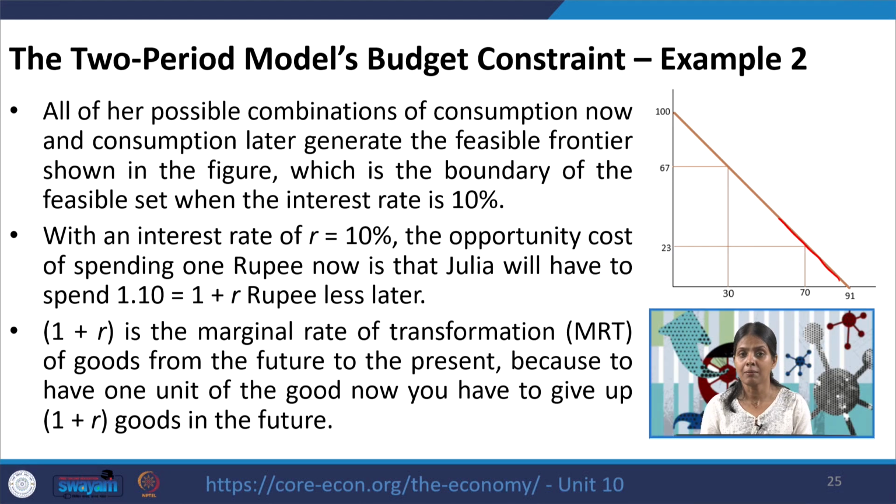1 plus R is the marginal rate of transformation of goods from the future to the present, because to have 1 unit of good now, you have to give up 1 plus R goods in the future. So, the budget line basically represents the rate at which you are transforming present consumption into future consumption or future consumption into present consumption.